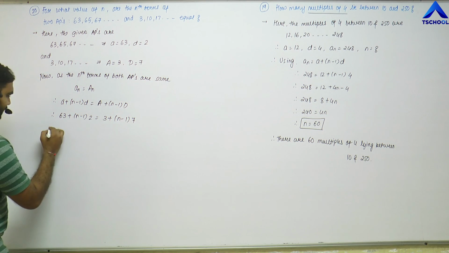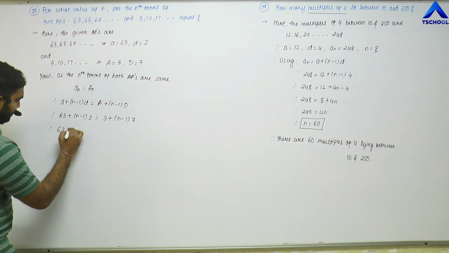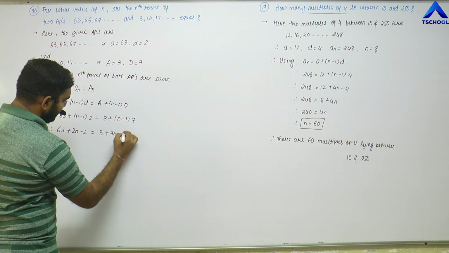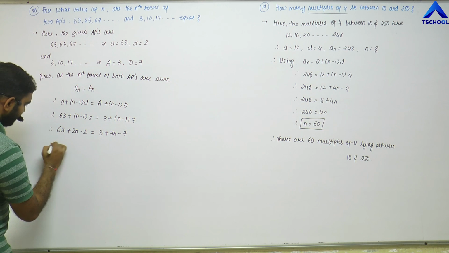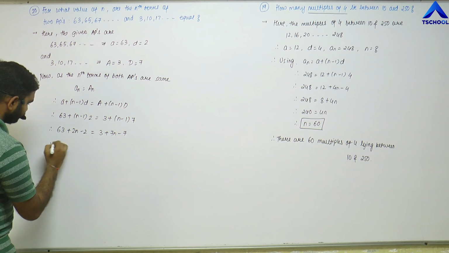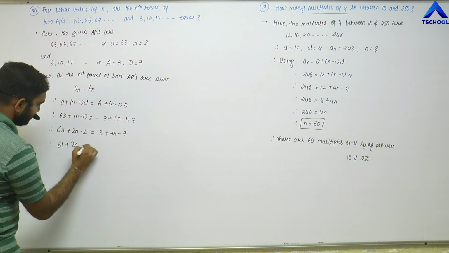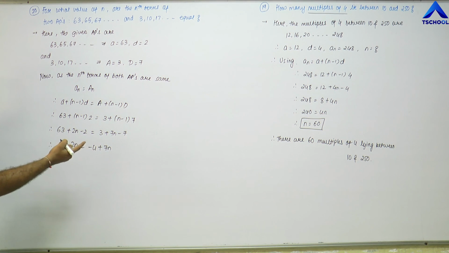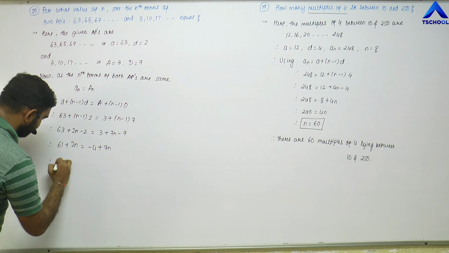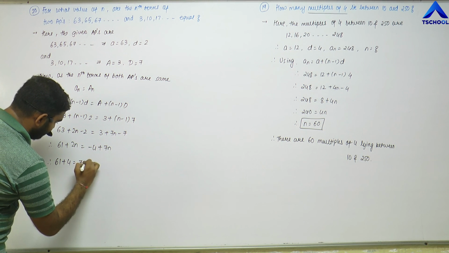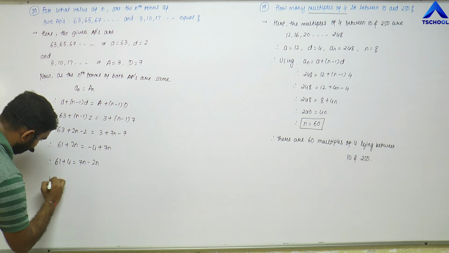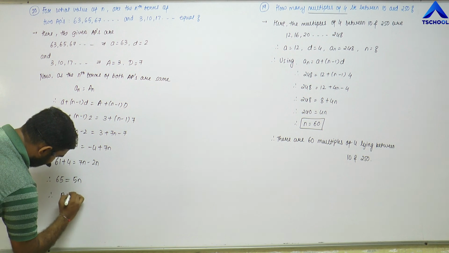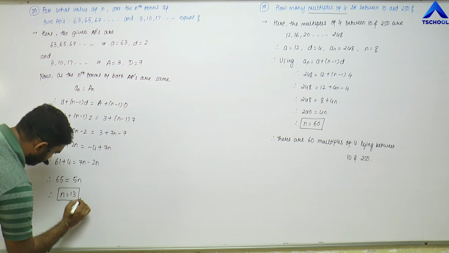First of all, let us solve it here itself. That is 63 plus 2n minus 2 is equal to 3 plus 7n minus 7. What is 63 minus 2? Therefore 61 plus 2n is equal to minus 4 plus 7n. Taking 2n on the other side and 4 here, that is 61 plus 4 is equal to 7n minus 2n, that is 65 is equal to 5n, and hence n is equal to 13, right?